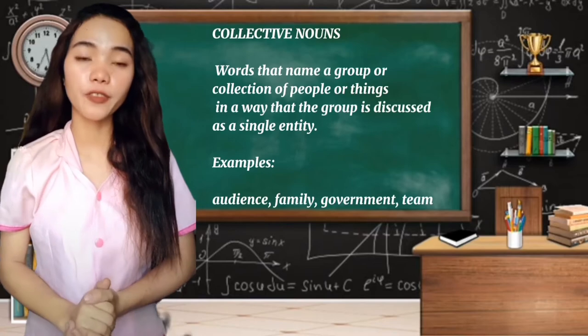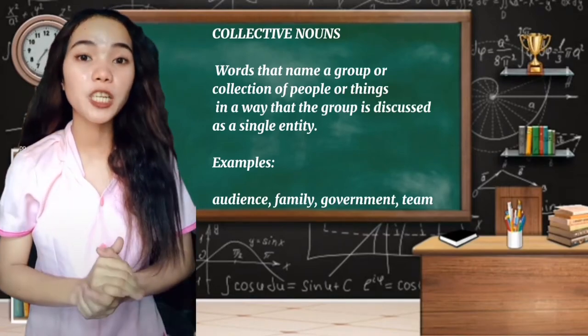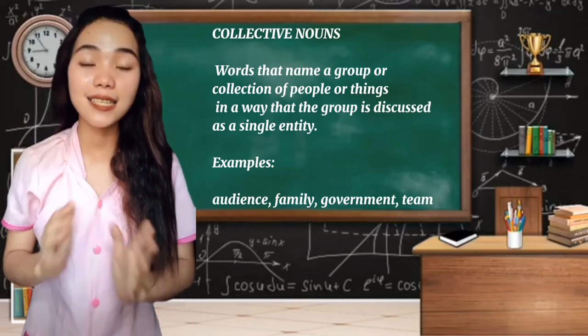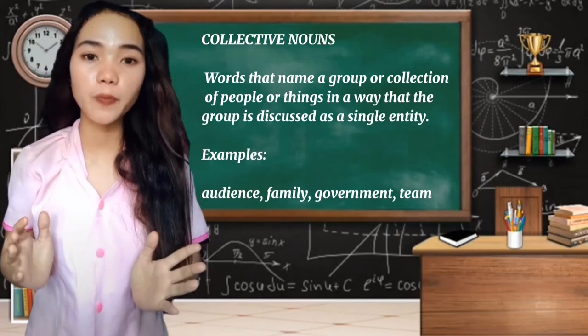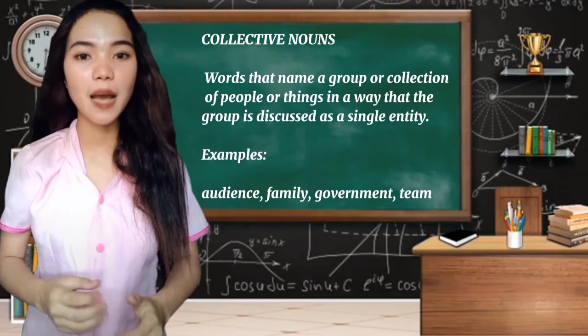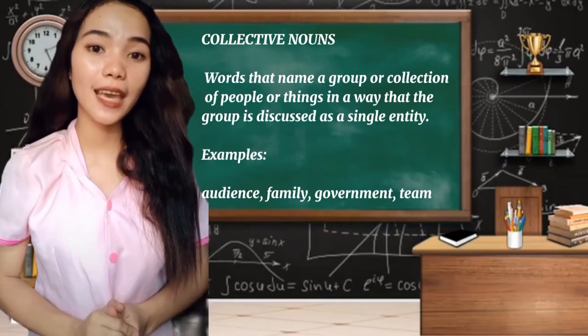Next is the collective noun. Collective nouns are words that name a group or collection of individuals in a way that they are being discussed as a single entity. In simple terms, collective nouns represent a collection of individuals. For example, audience, family, government, and team.